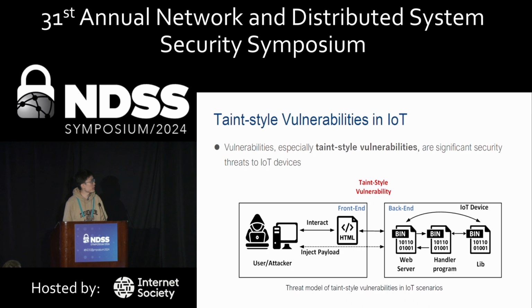The common threat model can be described as a client-server model. A user, or to say attacker, accesses the target over network and sends an HTTP request to the device. The data is first passed by a web service program in the backend. Then the data is propagated to a handler program that loads some library codes and operates the device.